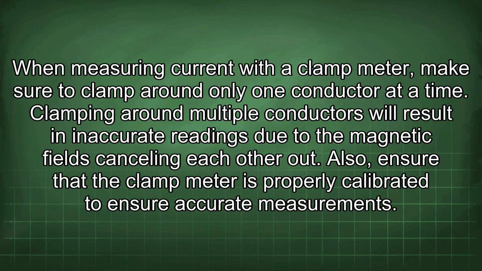When measuring current with a clamp meter, make sure to clamp around only one conductor at a time. Clamping around multiple conductors will result in inaccurate readings due to the magnetic fields cancelling each other out. Also, ensure that the clamp meter is properly calibrated to ensure accurate measurement.